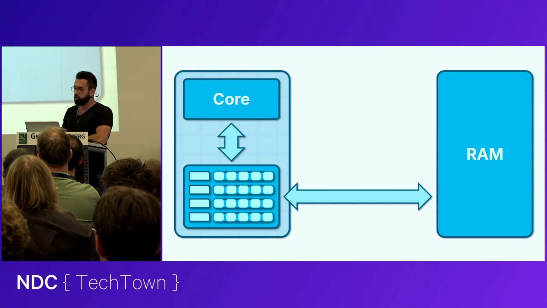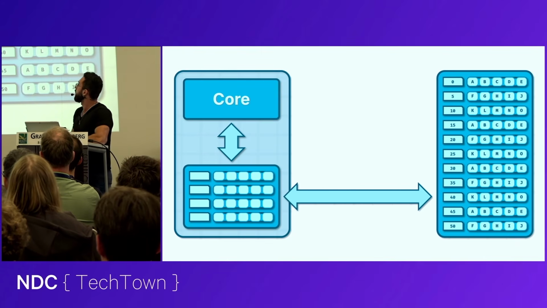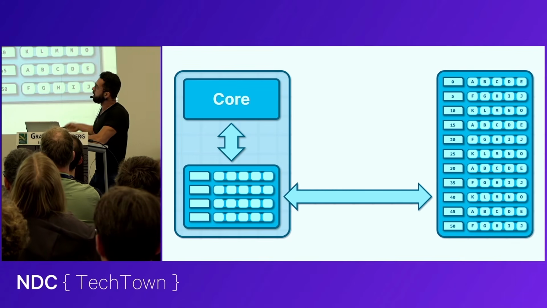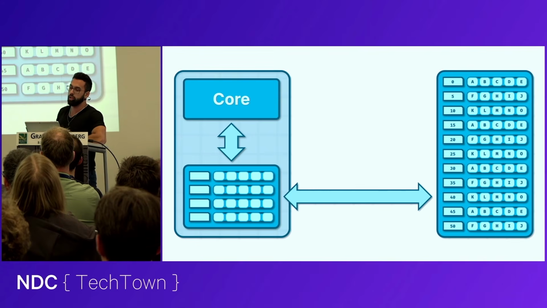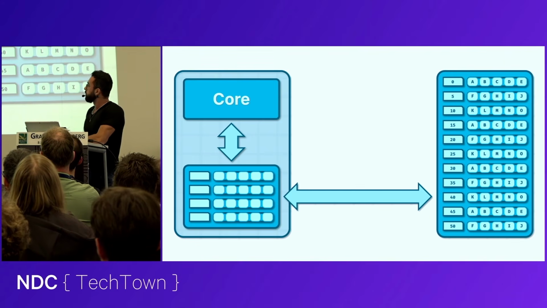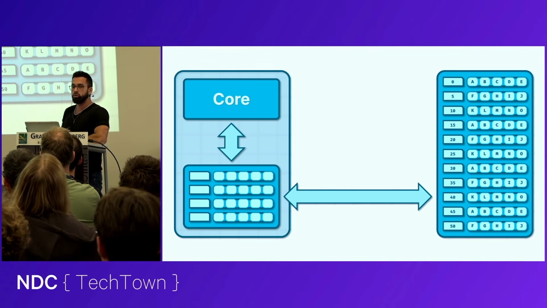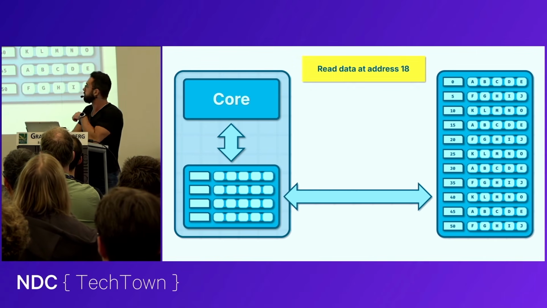Just to make it clear, you can also imagine the RAM being a huge collection of cache lines, much, much bigger than the cache. We're talking about order of gigabytes here, and order of kilobytes there for the L1 cache. And if you want to get something from RAM, you have to take the entire cache line with you. So just to give you an idea, let's say we care about the data at address 18.